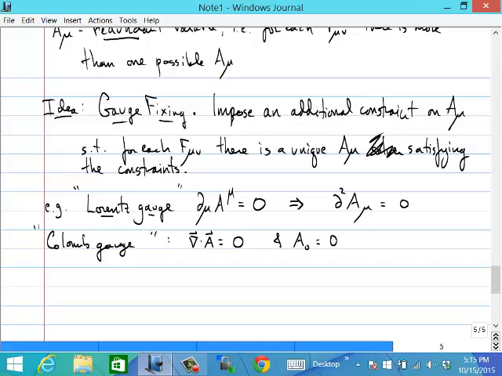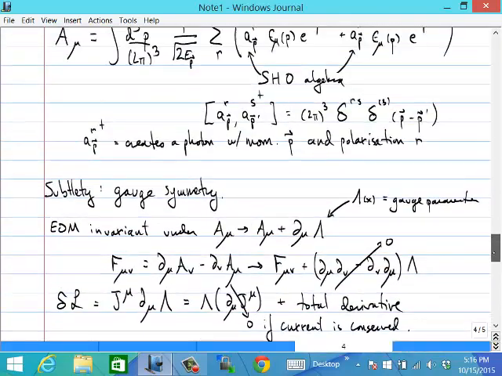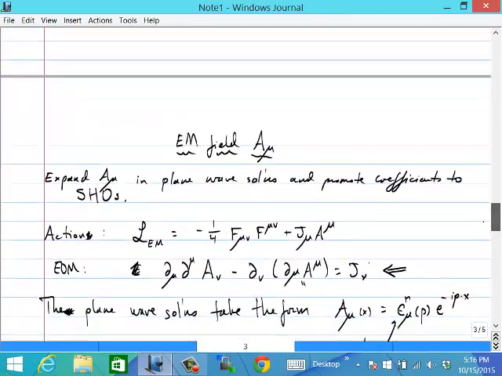Now, at first sight, it might seem surprising to you that you could just set A0 equal to 0 using a gauge transformation. But there's one easy way to see why it's the case that you can set A0 equal to 0. And that's to go back and look at the Lagrangian of electromagnetism again. So let's just look at that Lagrangian there. So what was F mu nu? It was d mu A nu minus d nu A mu.